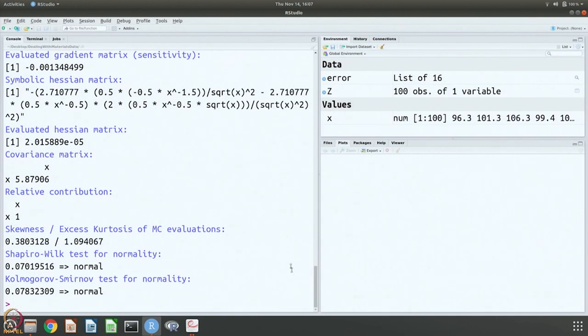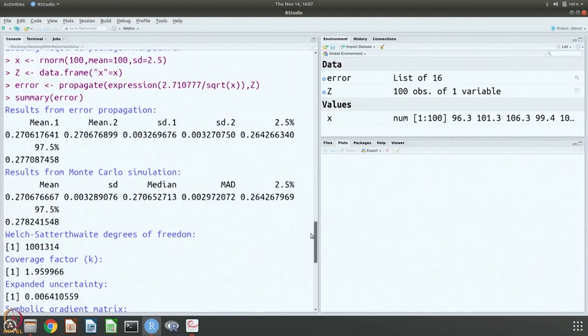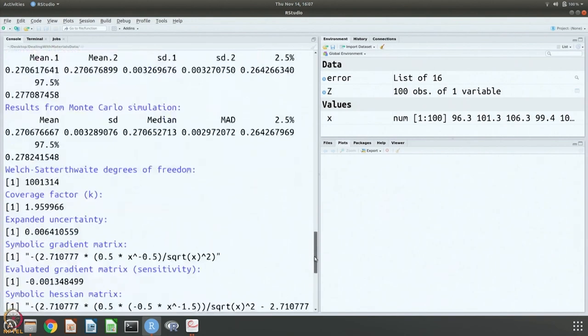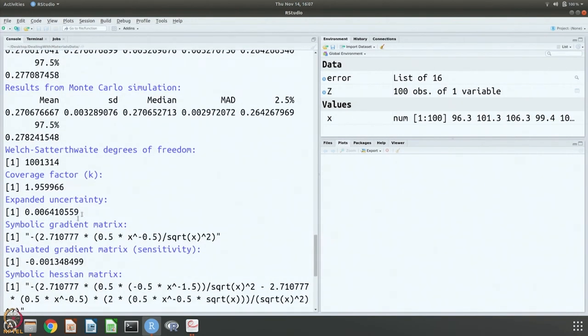So you can see that this analysis is much more complicated, so we will come back again and take a relook at this. The mean is again 0.27, and the Monte Carlo simulation also gives you 0.27. And the uncertainty happens to be 0.064, which is similar to the 0.07 that we calculated earlier, right.